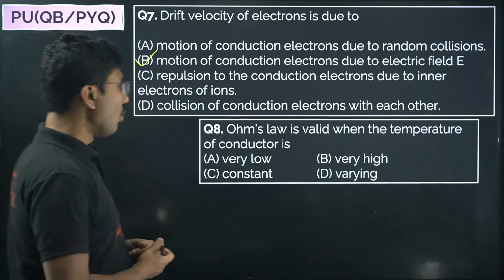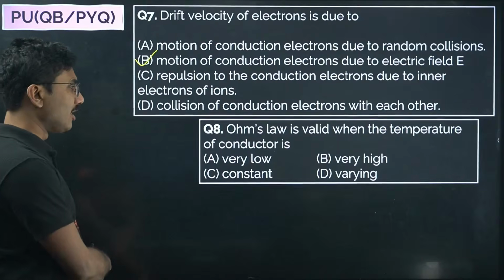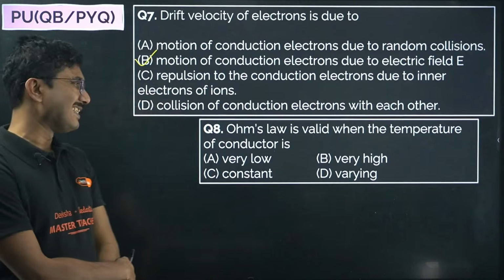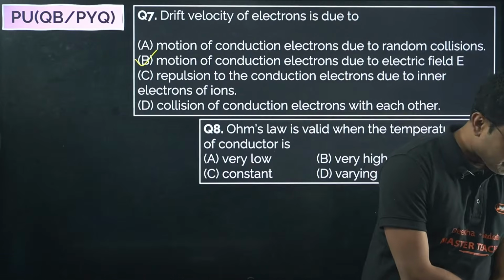Next, Ohm's law is valid when the temperature of the conductor is: very low, very high, constant, or varying. Very easy question. For which condition is Ohm's law valid?